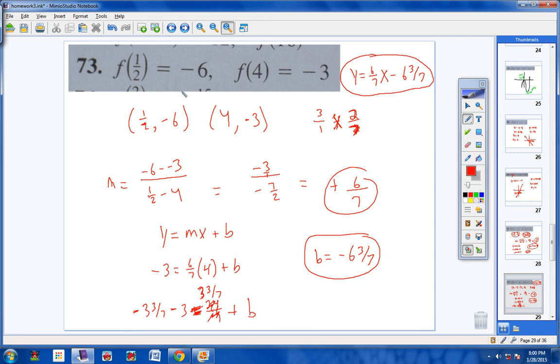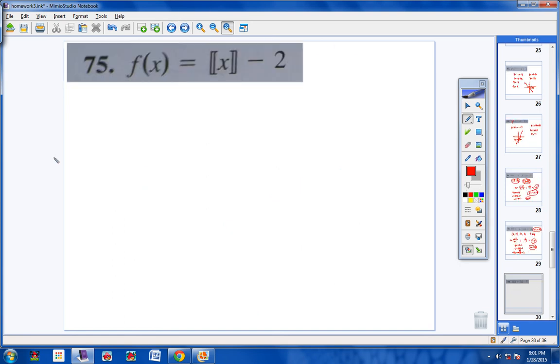Let me check. No, unfortunately, I'm getting a different answer in the back of the book, so I've probably made a mistake somewhere. Let's see if I can find it. No, that is actually the same answer. Instead of having 6 and 3/7, they have 45 over 7, which is the exact same thing as 6 and 3/7, so we're good. Moving on to number 75 through 81, I believe. Now 75 and 77, we're going to graph the greatest integer functions, okay?